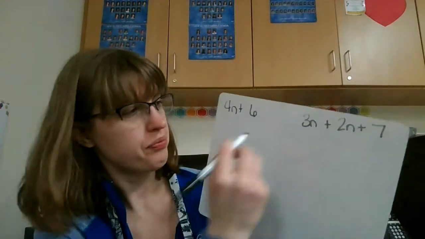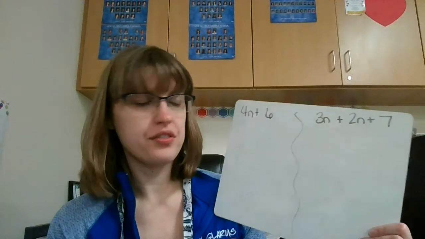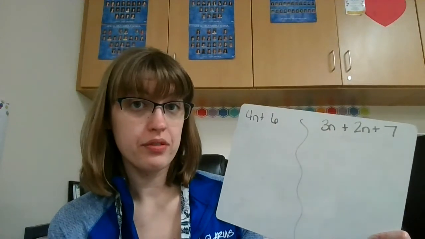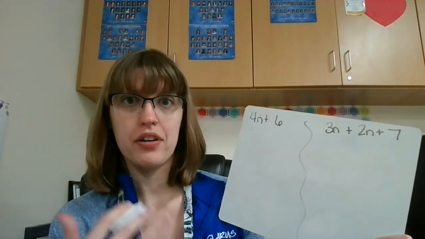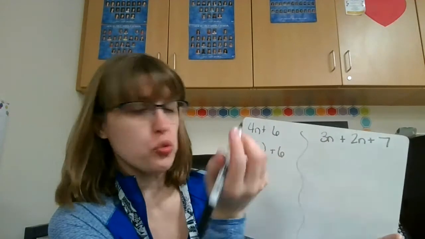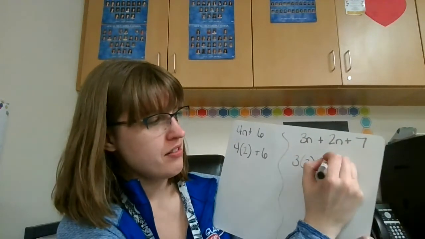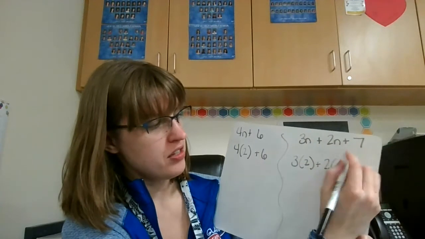One more. Let's see. Ta-da! There it is. Your turn. First thing to do. Pick a number. Yep. Let's pick 2. Now I write it on this side. Every time I see an n, I'm going to put parentheses instead.